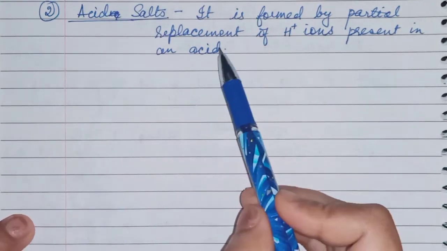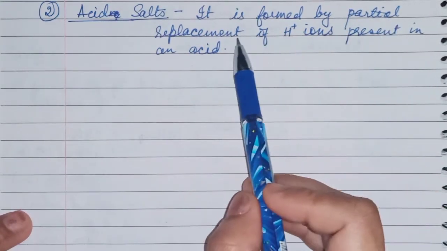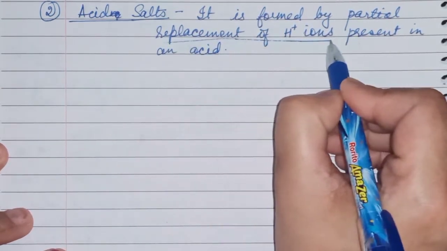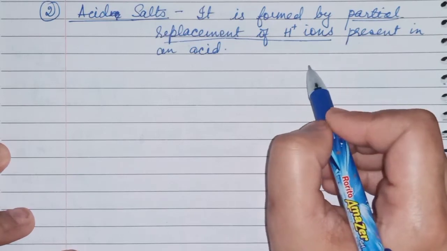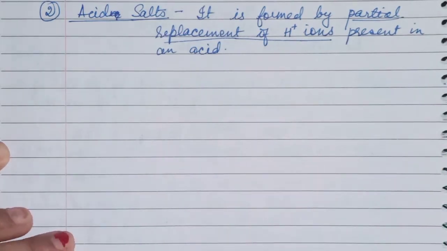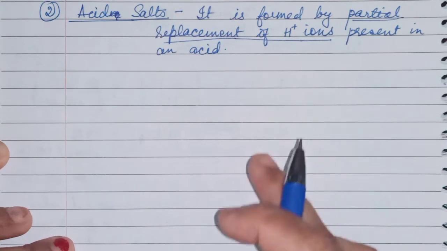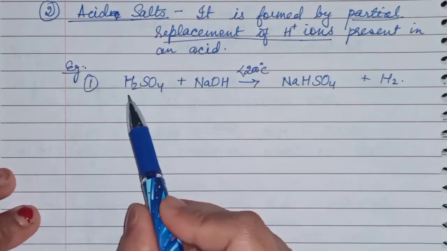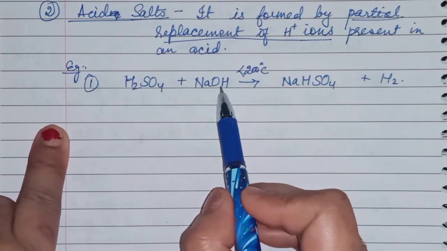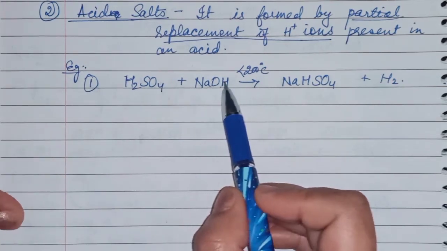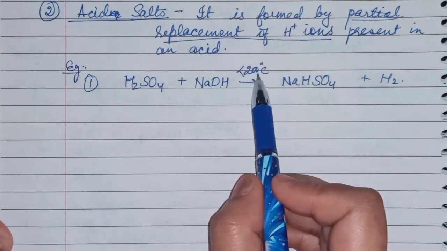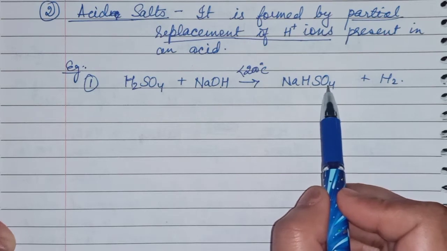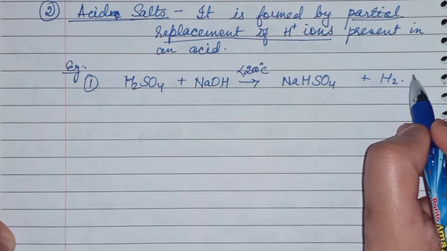Now acidic salt is formed by partial replacement of H plus ion. Partial means not complete. Okay, partial replacement of H plus ion present in an acid. So you will get clear about this when you see the example. Now see here, H2SO4 when it reacts with a base NaOH at temperature less than 200 degrees Celsius, it will give sodium hydrogen sulfate and water is formed.